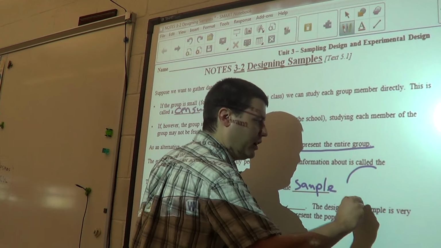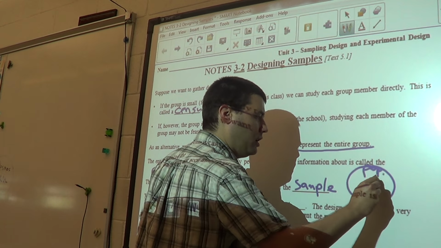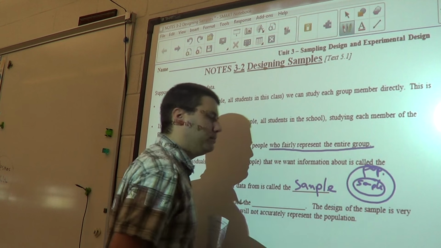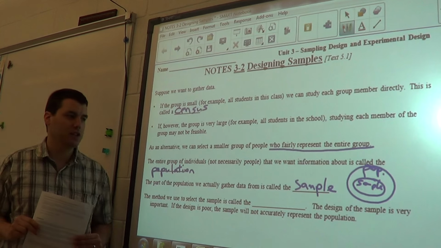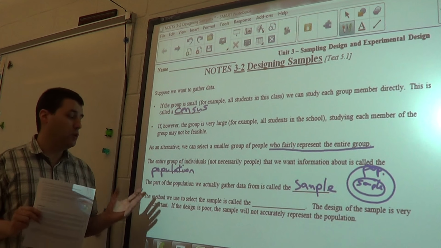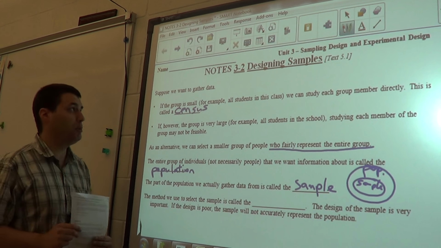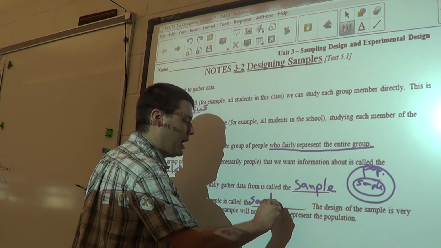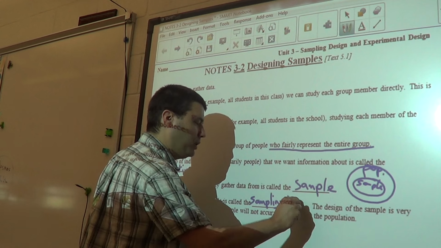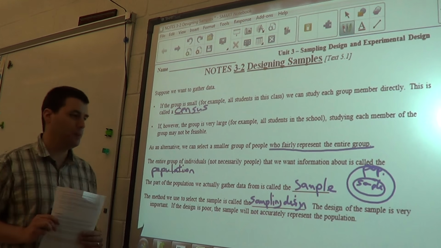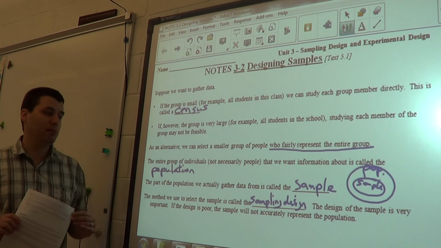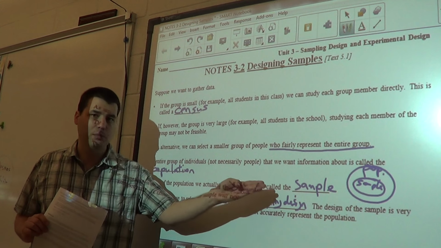In the world of Venn diagrams, we realize the population and the sample look like that, the sample being a subset of the population. The method we use to select the sample is called the sampling design. So we plan before we go out and get the sample. The design of the sample is very important. If the design is poor, the sample will not accurately represent the population.